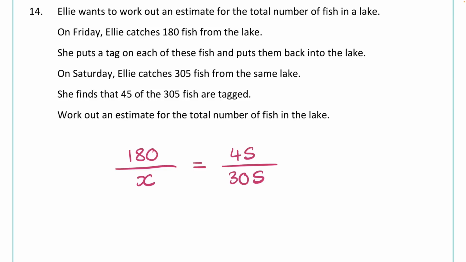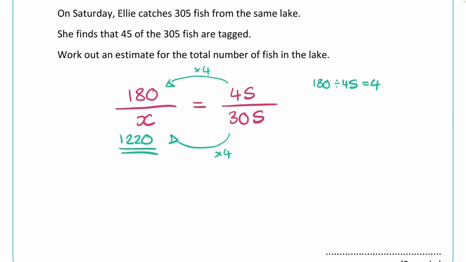Now to make them equivalent, all we have to do is have a look and think, well, how do we get from here to here? From 45 to 180. So all I need to do is 180 divided by 45. That comes out as 4 on the calculator. So we know we multiplied by 4. I just do the same to the denominator, to times by 4. So on my calculator, I'm just going to do 305 times 4, which comes out as 1,220. And there is my estimate for how many fish were in the lake.